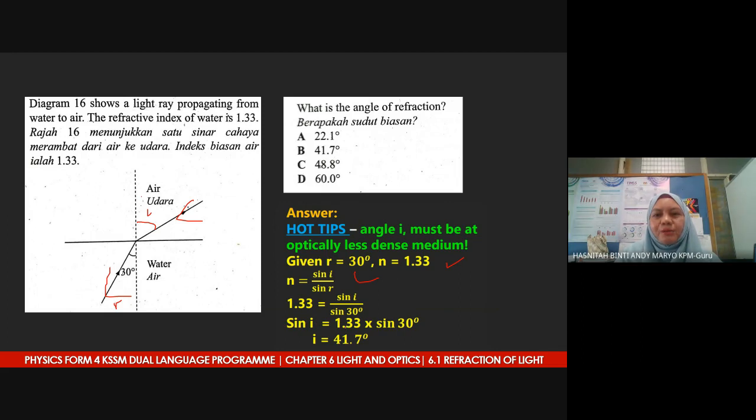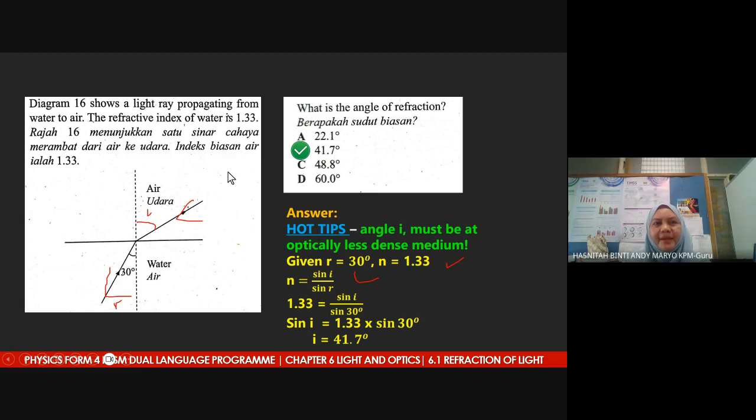Sine i is 1.33 times sine 30 degrees. So then you press the inverse sine on your calculator. So i will be 41.7 degrees. So yes, thank you. The answer is 41.7 degrees. So you can jot that down there.